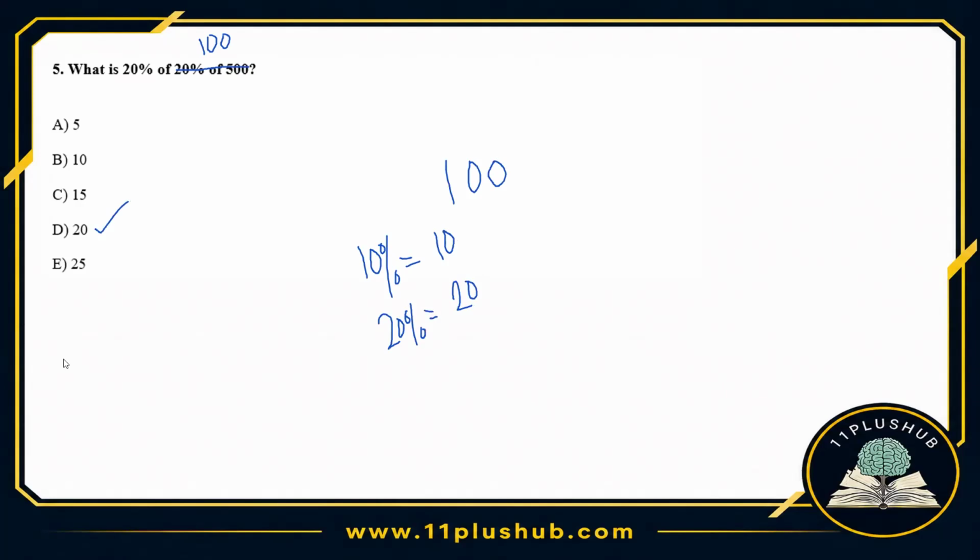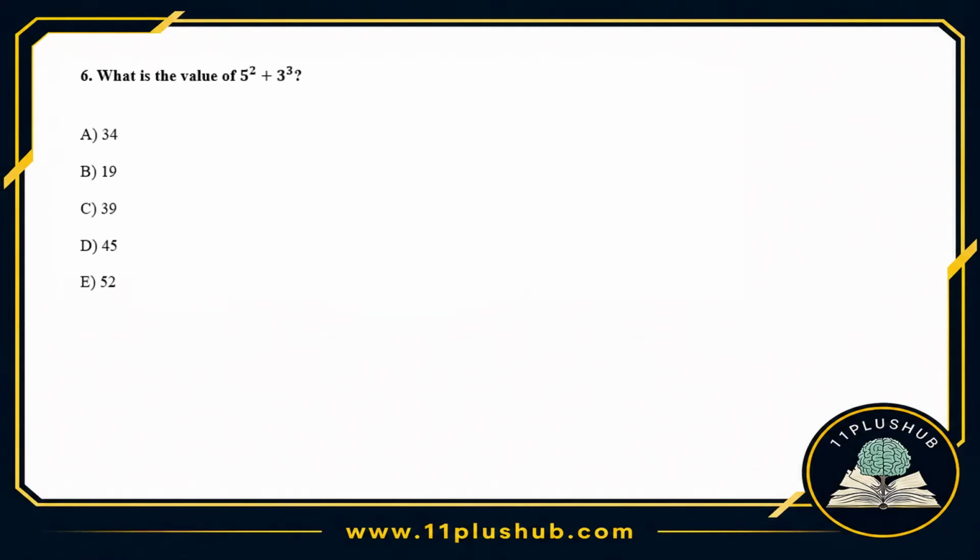Okay, let's move on to question 6. What is the value of 5 squared plus 3 cubed? Now I always find to answer questions like this, I simply rewrite both values out in a linear multiplication fashion. So what I'm going to do is 5 multiplied by 5, which represents 5 squared, add 3 multiplied by 3 multiplied by 3, which represents 3 cubed.